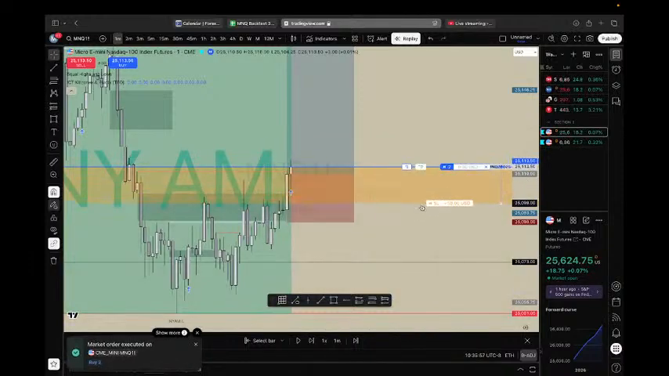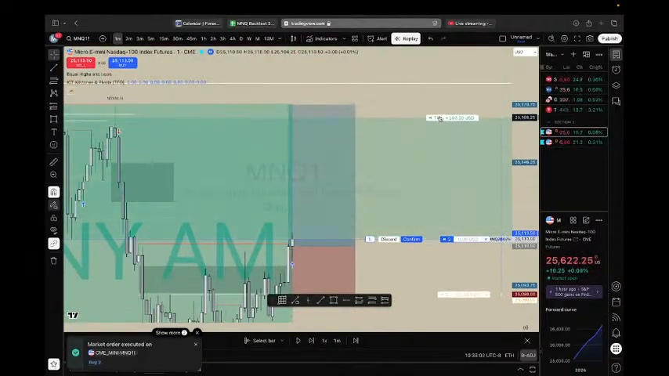I'm not recording these last two that I've taken, this one and the one previous, because I usually just take two trades a day. I don't usually take any more than that.